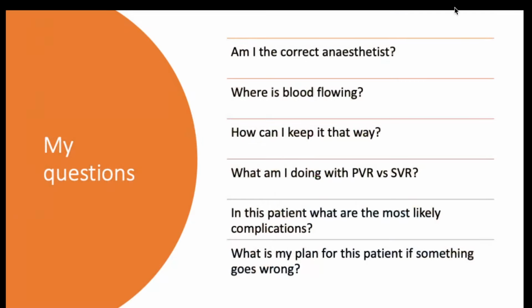Okay, next, how can I keep it that way? So what do I need to do to make sure that where the child is now is where they stay? So stay with a left to right, stay with a right to left. What am I doing with PVR versus SVR? So what does that now mean, guys? What am I doing with PVR versus SVR means that I am asking myself, what currently is the pulmonary blood flow to systemic blood flow ratio?